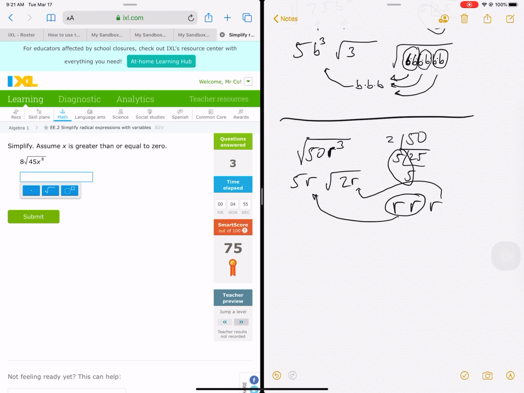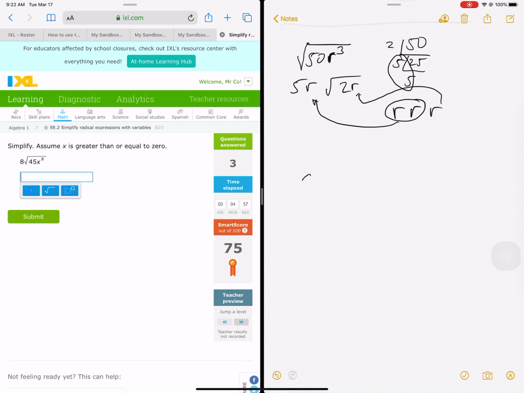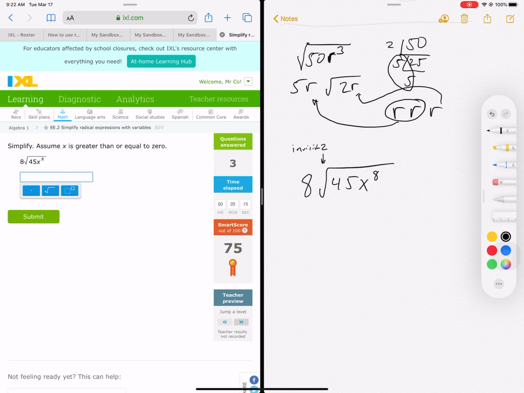Okay, let's do this one. 8 radical 45 x to the 8th power. So remember radicals, when you don't write anything here, that's always an invisible 2. Now, 8 is on the outside, so we're not worried about it, because it's already outside the radical.